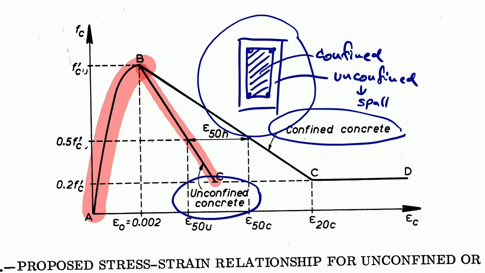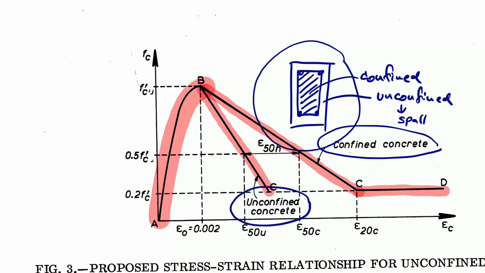Whereas the confinement makes your cross section ductile, so it undergoes much larger deformation until it reaches this very small strength of 20% of f'c. Now look at this a little bit. I think this is very good information.